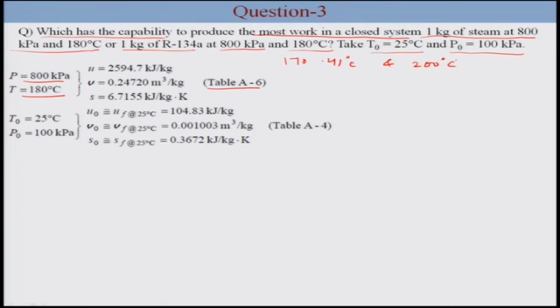Now to calculate the values, we need to interpolate between these two temperatures to get the values at 180 degrees Celsius. So after interpolation, we get U as 2594.7, specific volume as 0.24720, and entropy as 6.7155. For the environmental conditions, it is at 25 degrees Celsius and 100 kilopascal. We can directly obtain these values from table A4 at 25 degrees Celsius, and these are the properties of saturated liquid.